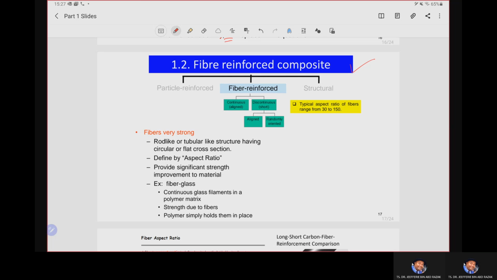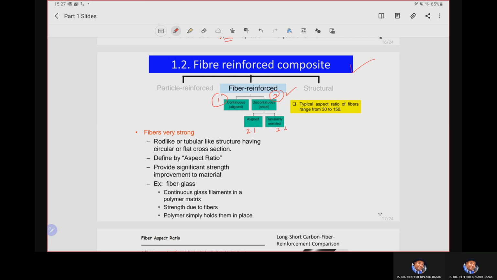Due to the length factor and fiber orientation, fiber reinforced composites can be classified either as continuous aligned fibers or discontinuous short fibers. The latter category can be further classified as discontinuous short aligned fibers, or randomly oriented discontinuous short fibers.